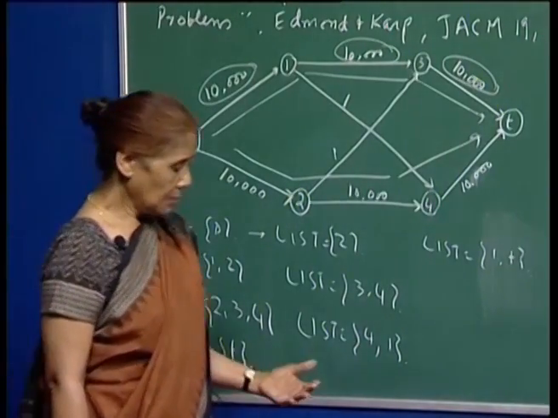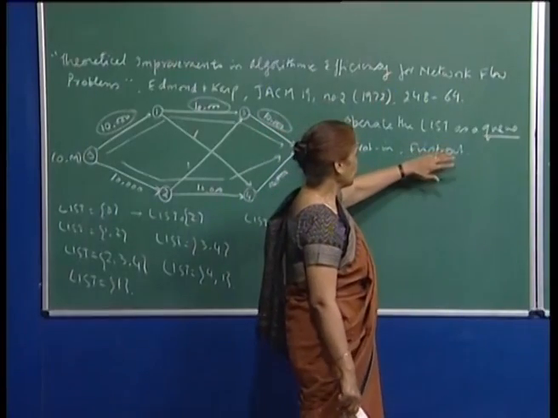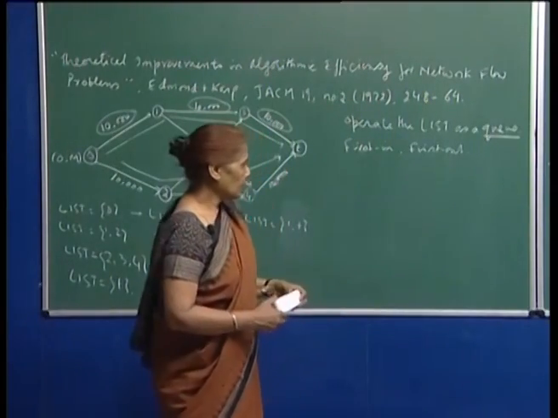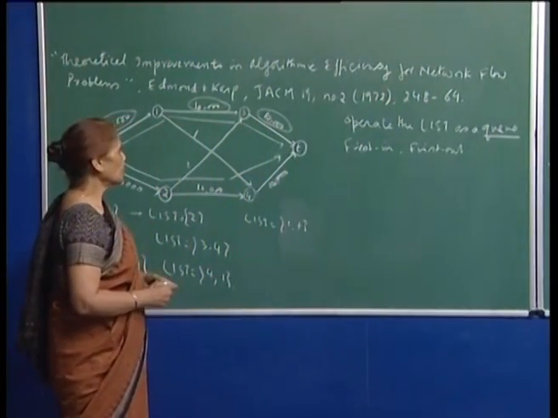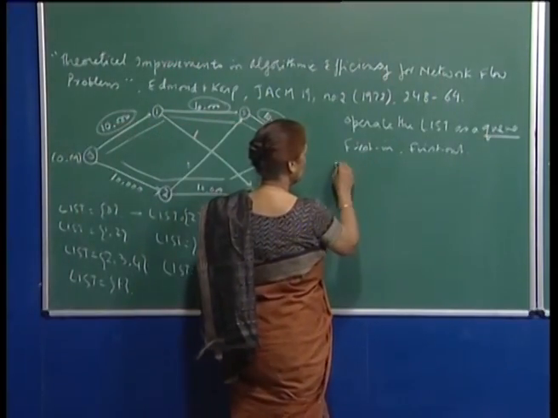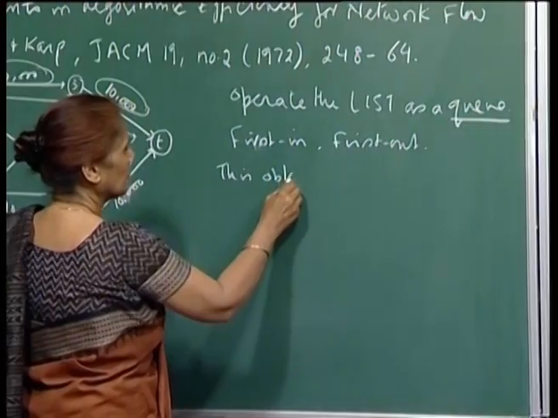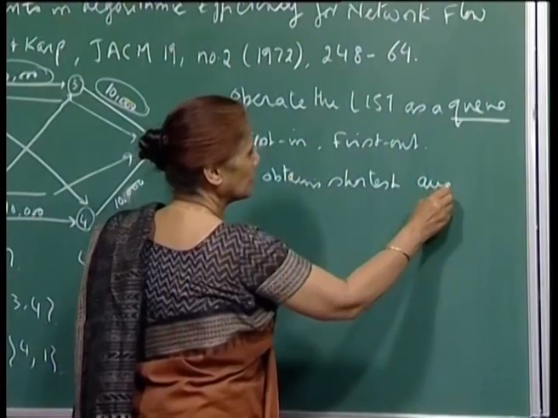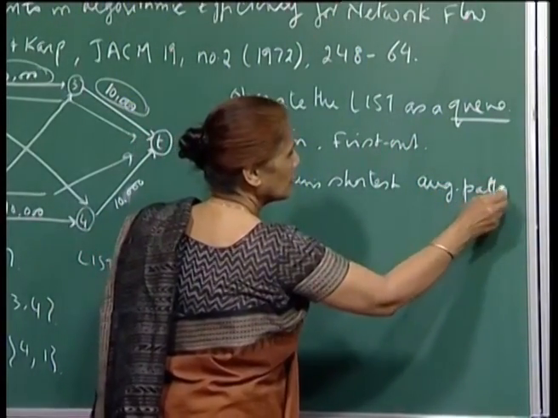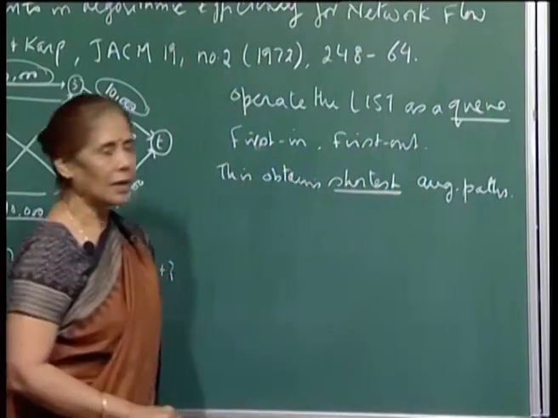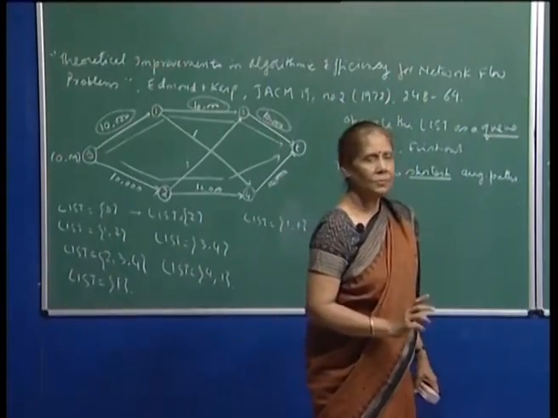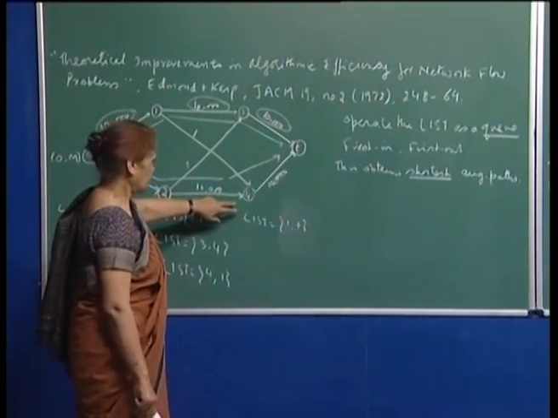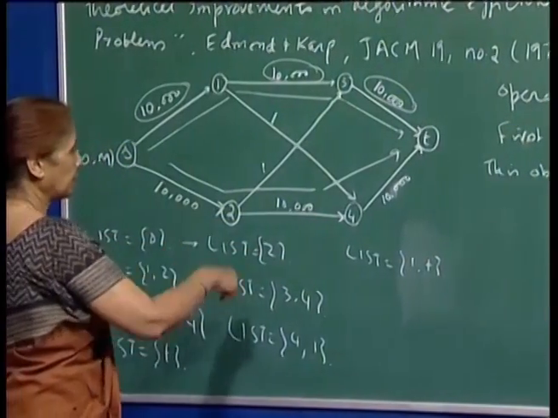So, therefore, now I can spell it out, that if you operate the list as a queue, that means you use first in first out search for scanning the nodes, then you end up getting shortest augmenting paths. Okay, and shortest means, of course, number of arcs, because we are not concerned about the distances of the arcs here, it is only the number of arcs. So, you see this one, both these paths had 3 arcs in the shortest path.